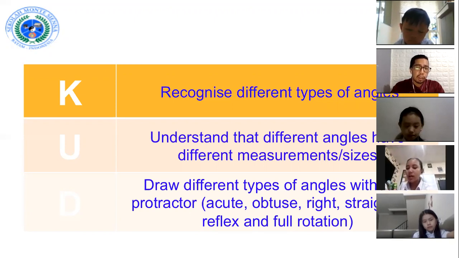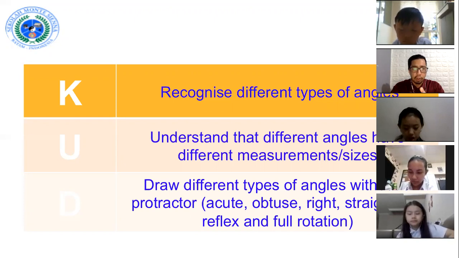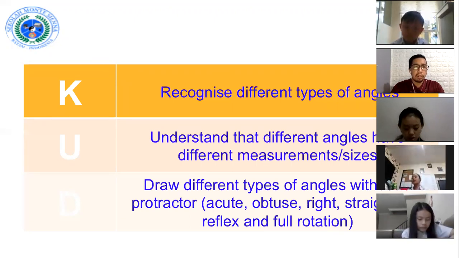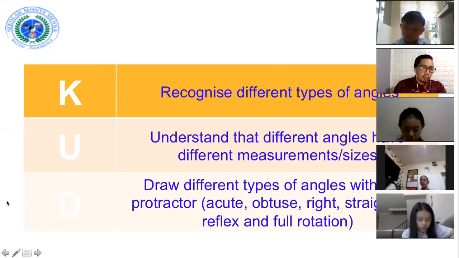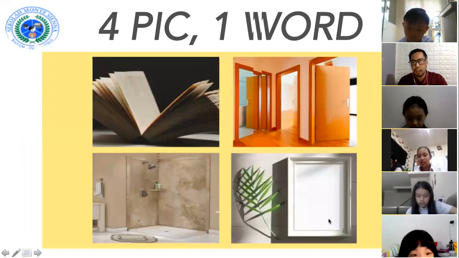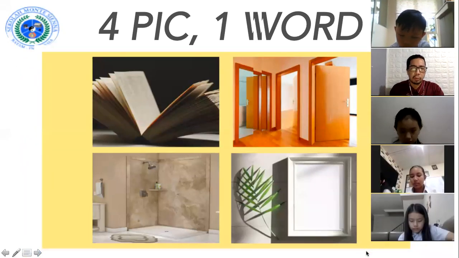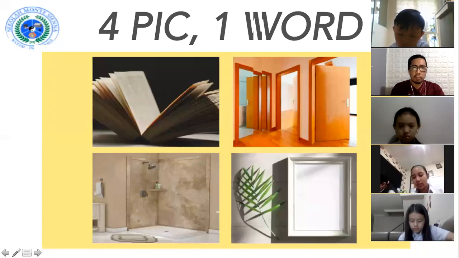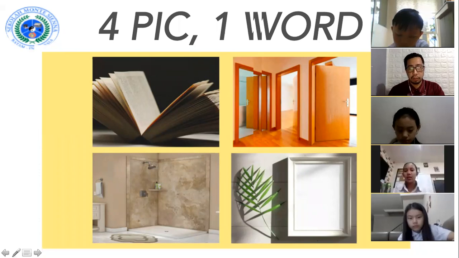what you're expected to do is that you may draw different types of angles without a protractor. It can be acute, obtuse, right, straight or flat, reflex, and full rotation. Now, for the introductory part, I'm not sure if you can guess what is the meaning of these four pictures that are related to one word.